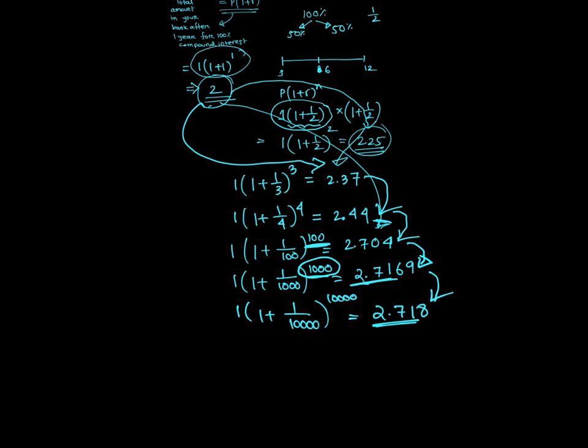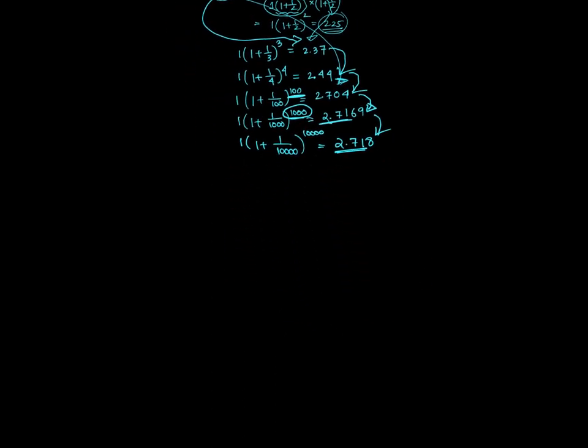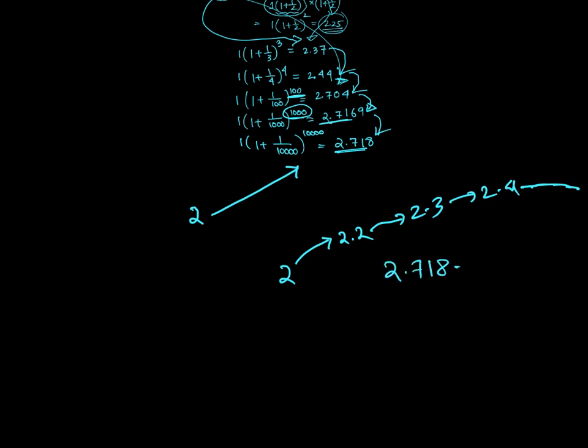So what we had expected was that the investment would jump from 2 to a large value, but what we are seeing is that it is jumping only a small amount at the initial stage. From 2, let's say it went to 2.2, then it went to 2.3, then it went to 2.4, but then it started to flatten out, and it has reached somewhat of a constant value. It is trying to reach 2.718 and something.